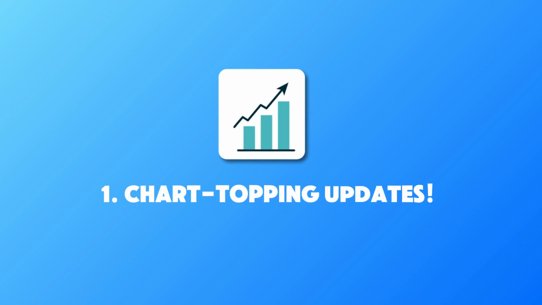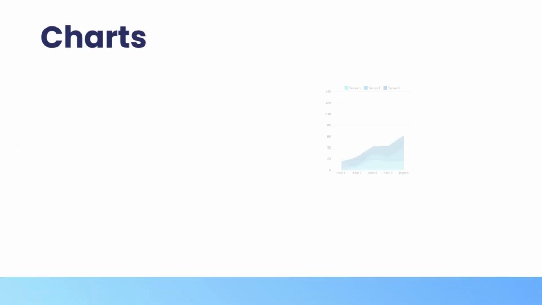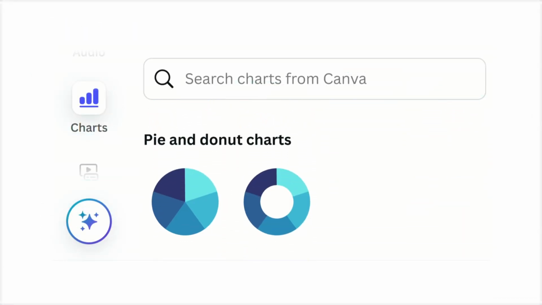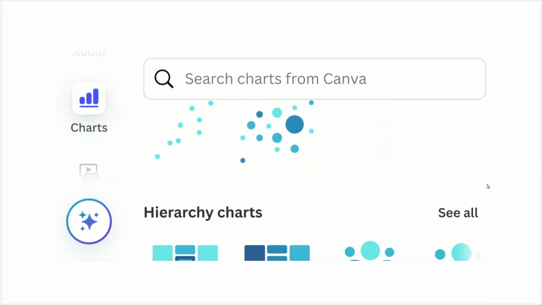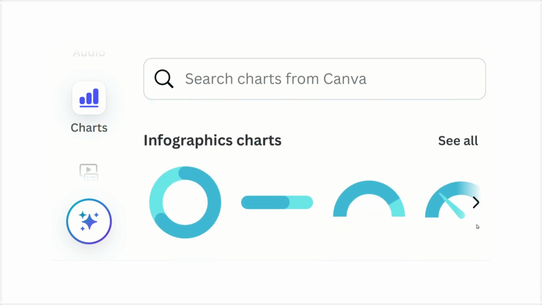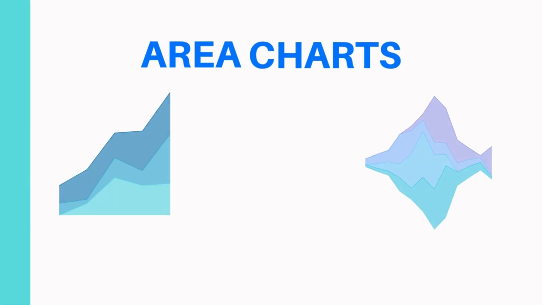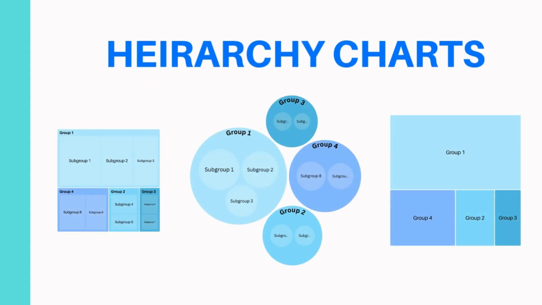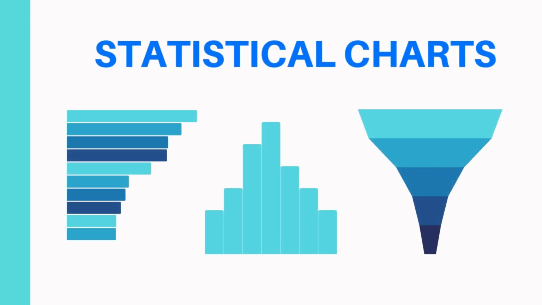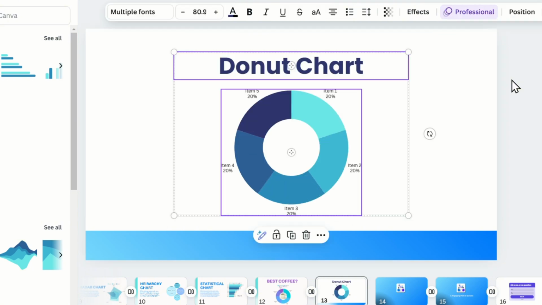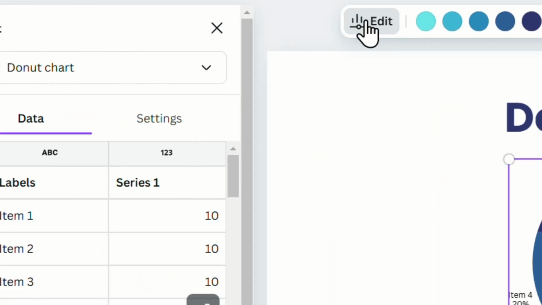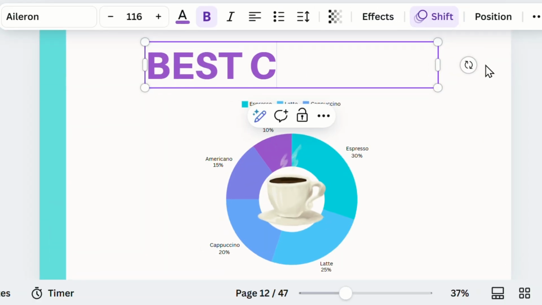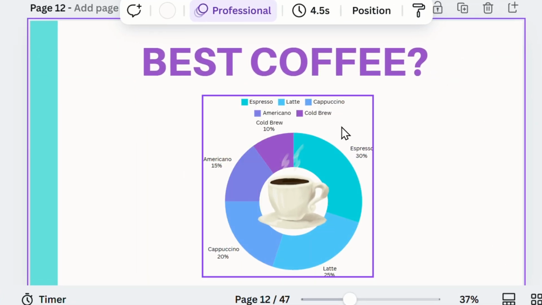1. Chart-topping updates. Let's kick things off with Canva's new chart types. Whether you're creating a report, an infographic, or a data-packed presentation, these updates have you covered. Now, you can use area charts, radar charts, hierarchy charts, and statistical charts. My personal favorite? Donut charts. They're perfect for visualizing comparisons like a SWOT analysis or ranking your favorite coffee flavors because priorities.